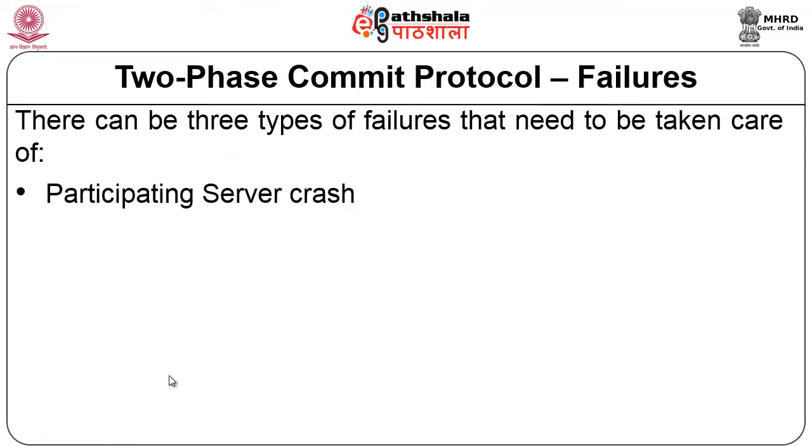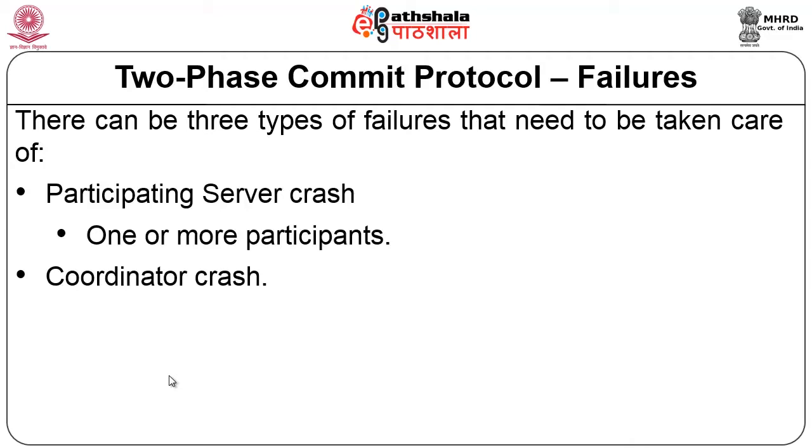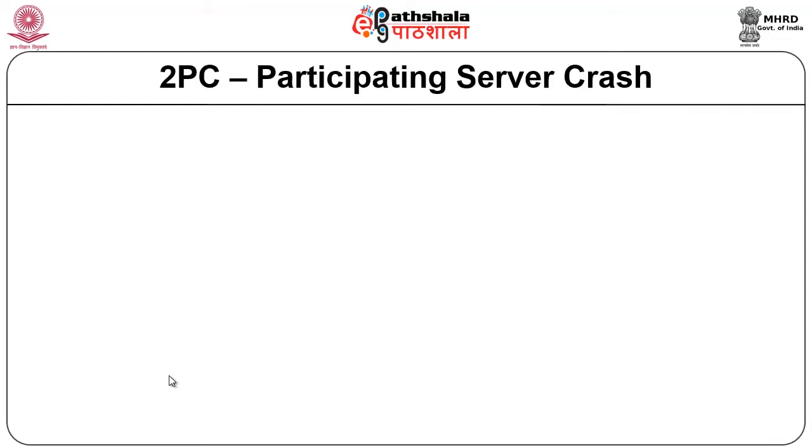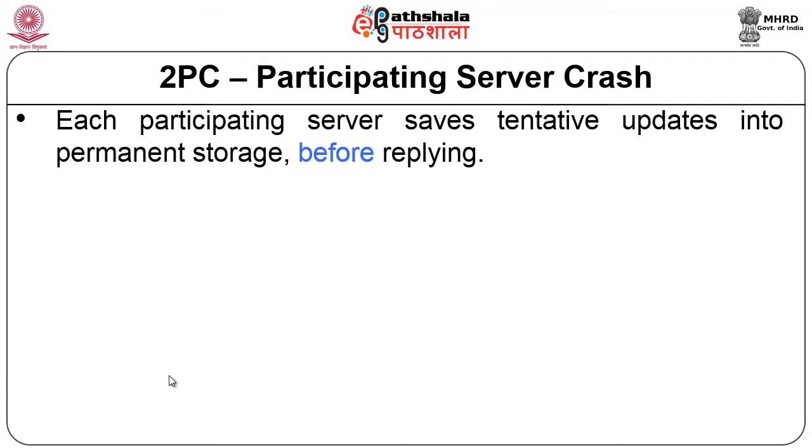What happens when the two-phase commit protocol faces failures? What are the failures that are possible? Any of the participating servers may crash; one or more participating servers can crash. The coordinator may crash. It is a single point of failure, as we have been saying in a distributed environment. Having a single point of failure is rather difficult, but it is possible. And any number of messages may be lost on the way. There is no guarantee which, but some of the messages may be lost.